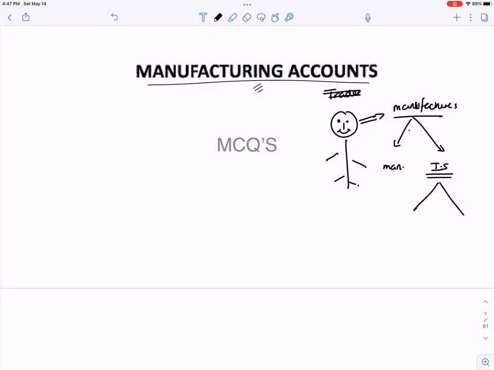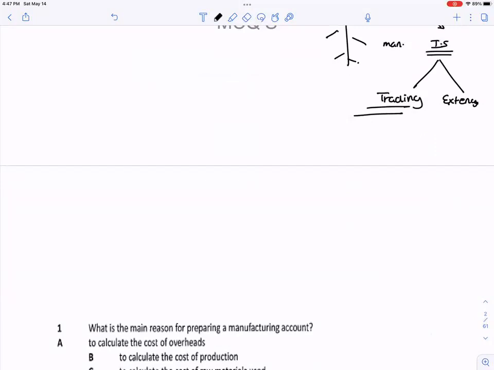Income statement is made up of 2 parts. Do you know what the 2 parts of the income statement are? Trading section and the extension. What is the trading section? Revenue minus cost of sales is gross profit. This is called the trading section. What is the extension? Gross profit add other income minus other expenses is net profit.